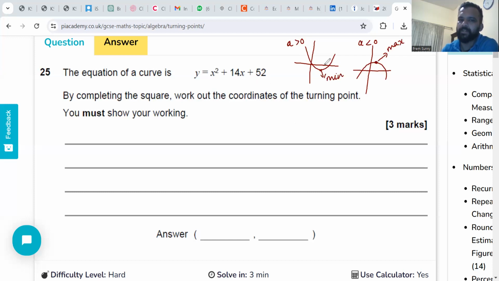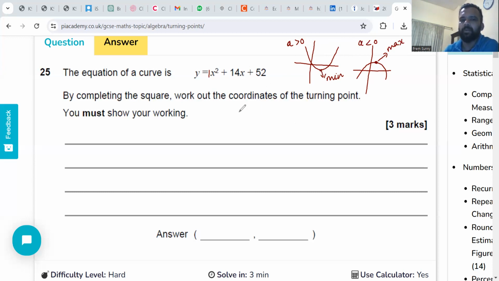When we represent a quadratic equation in a graph, we get a parabola. This shape is called a parabola, U-shaped or N-shaped. U-shape when the coefficient of x square is positive. In this case, the coefficient of x square is positive, it is basically 1x square. Therefore, I will get a U-shaped parabola, which means the turning point is a minimum point.